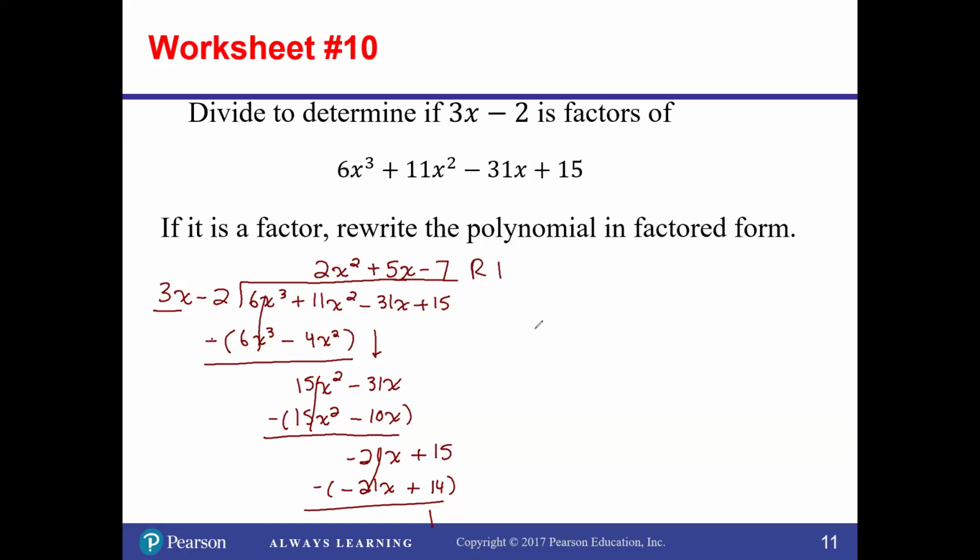So I can't really factor this one. I can just say that 6x cubed plus 11x squared minus 31x plus 15 is going to be equal to 3x minus 2 times 2x squared plus 5x minus 7, because that's my quotient, plus that remainder of 1.